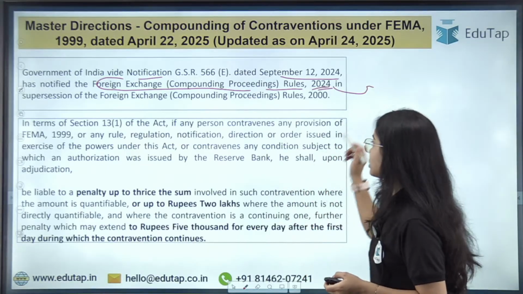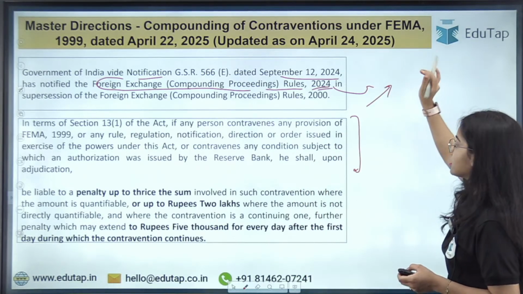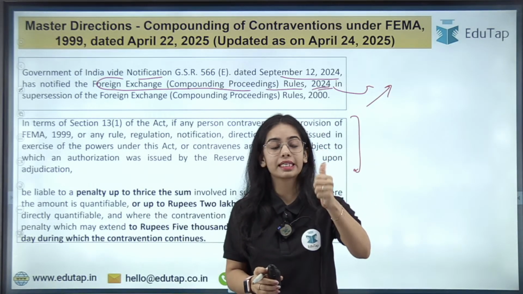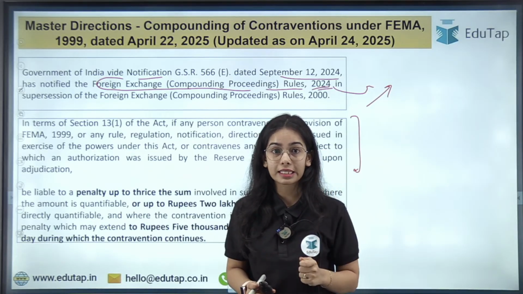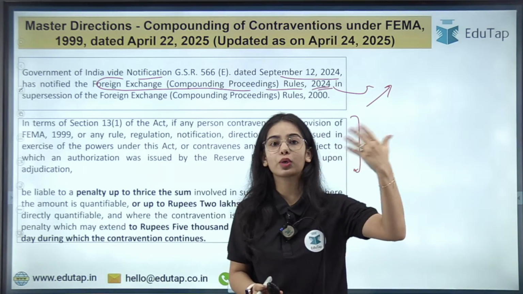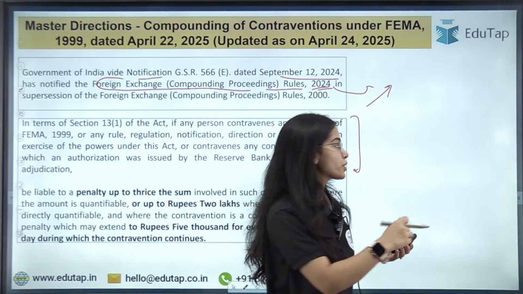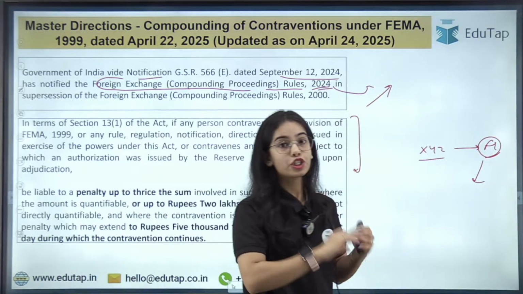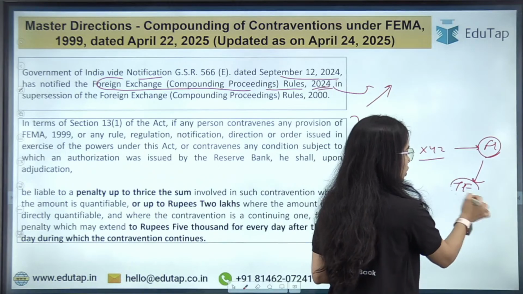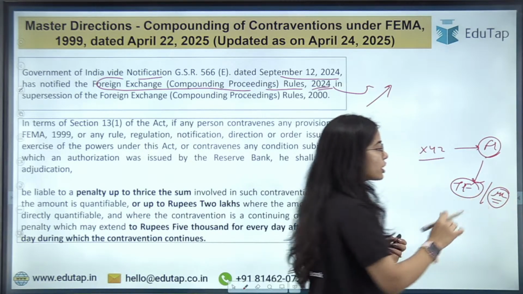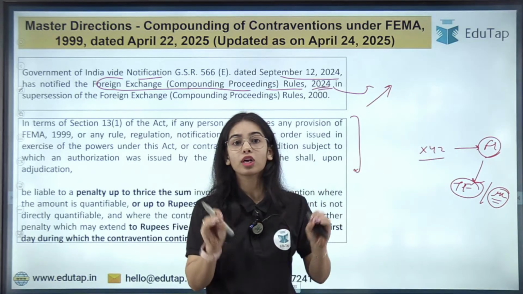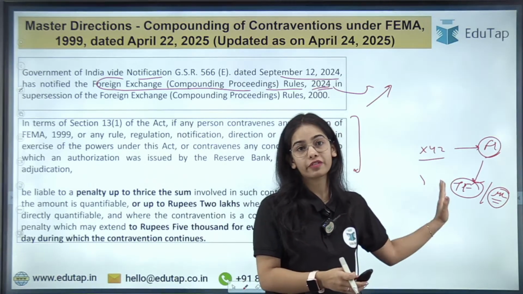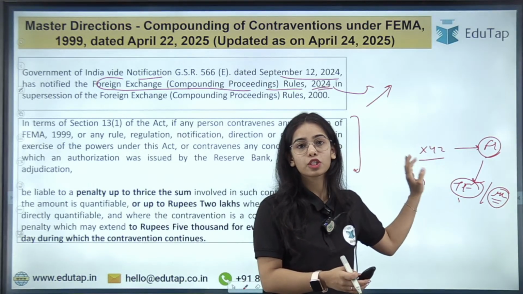Now, coming to the next point, see, there are certain contraventions that are very, very harmful for the country. Let's say it is related to money laundering. Let's say terrorist financing is happening through the foreign exchange. Like if XYZ person is sending the foreign exchange, and this foreign exchange is used for terrorist financing or money laundering. Okay, so if such kind of things are happening, the RBI cannot compound, cannot settle such contravention, because this is a very big contravention. This is a very big breach that the person or the entity has done.